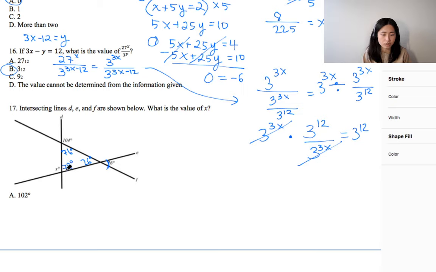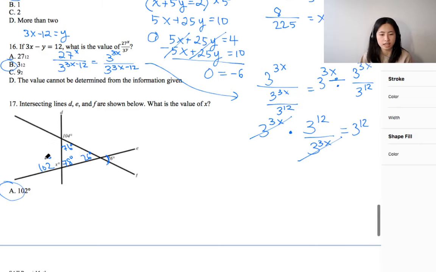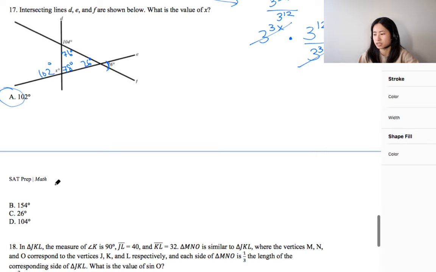So if you know that this is 78 degrees, because these two are supplementary, X degrees and 78 degrees are supplementary angles. Therefore, you need to subtract 180 minus 78 degrees, and that's going to give you 102. Okay, great. So that's how you're going to solve for number 17. Hopefully this is clear, and you have a couple of options here, but they're not the answer.